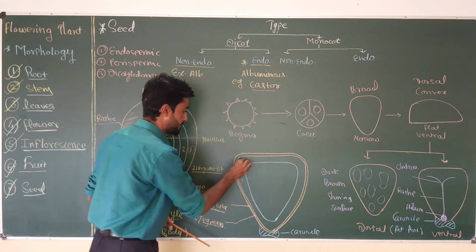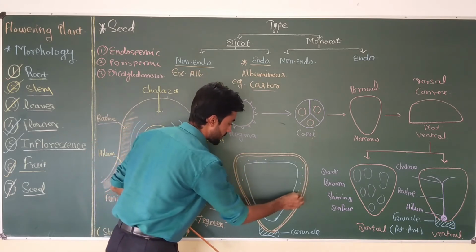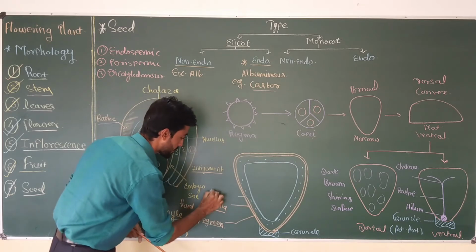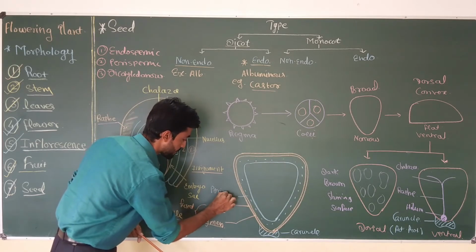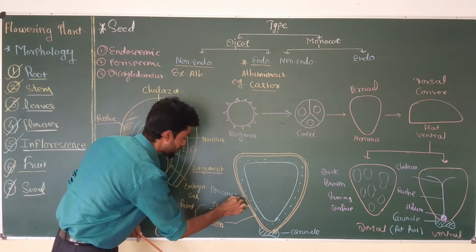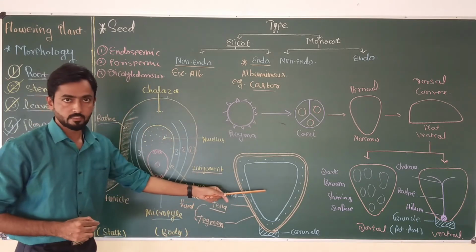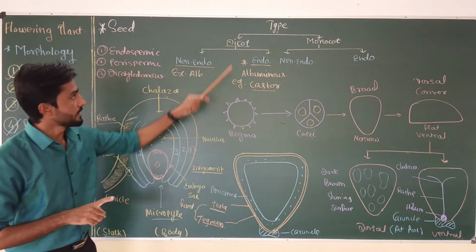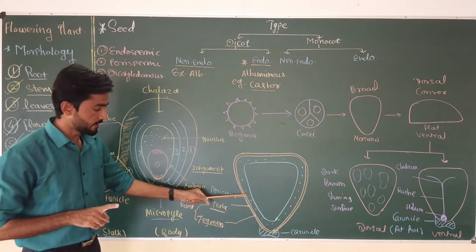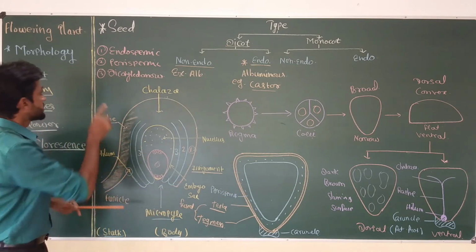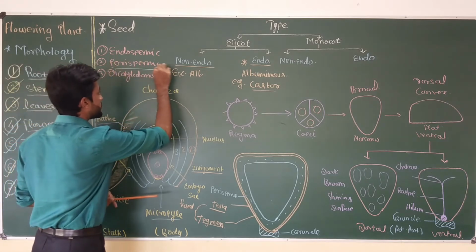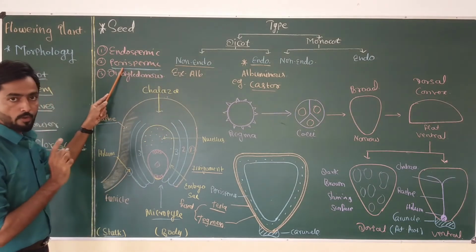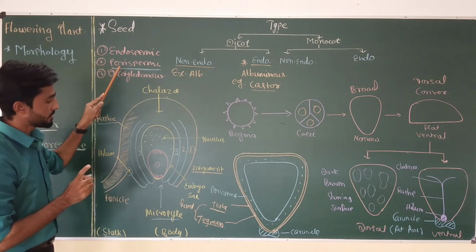Okay, so this is the perisperm of the castor seed. This perisperm is present only in dicot endospermic seed, so castor seed is called a perispermic seed. Okay, so this thing is clear now. Why do we call castor seed a perispermic seed?